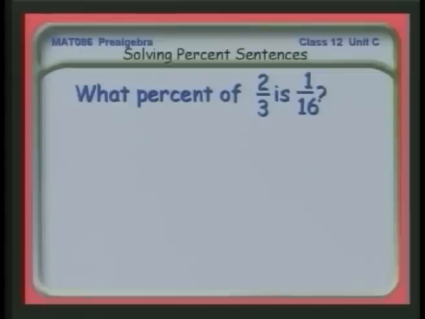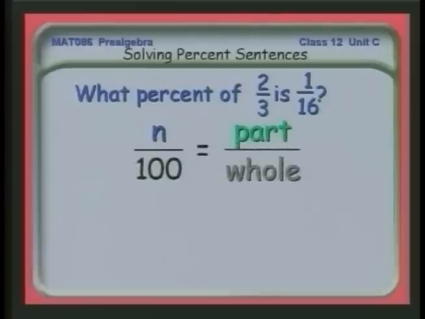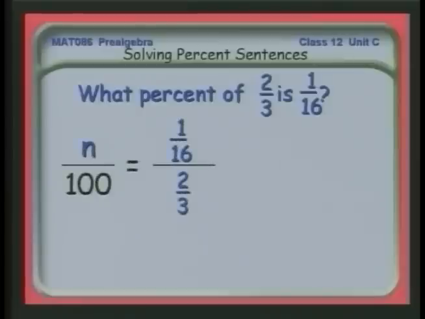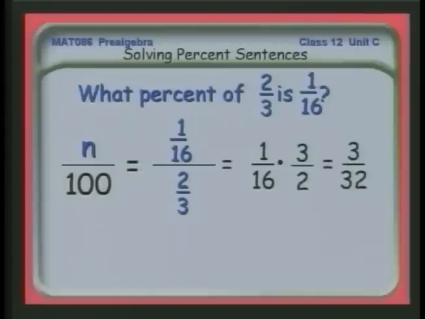This is the last problem we're going to do in Unit C, and I'm not going to work the whole thing. I'm just going to set it up for you. What percent of 2/3 is 1/16? We use the same formula. We don't know the percent, and we say that n is to 100 as 1/16 is to 2/3. Remember, that really means 1/16 divided by 2/3. We write this as an equation, but now let's simplify the 1/16 over 2/3. That really means 1/16 times the reciprocal of 2/3, 3/2. When I do this, I get n over 100 is equal to 3 over 32. And I'm going to leave you here. I now have a relatively simple proportion for you to solve on your own. I'm sure you'll be able to do it.